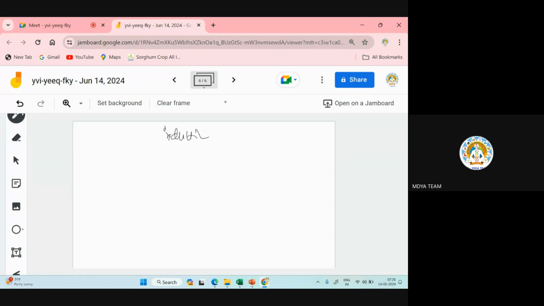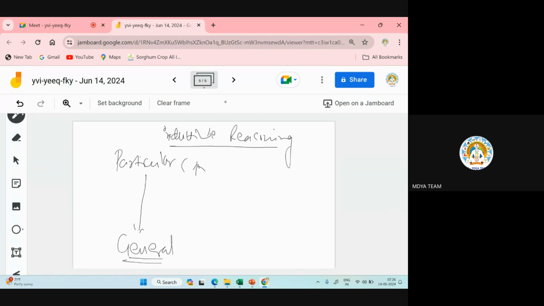Inductive reasoning. Inductive reasoning always goes from particular to general. So the particular cases will be the premises and the general statement will be the conclusion.